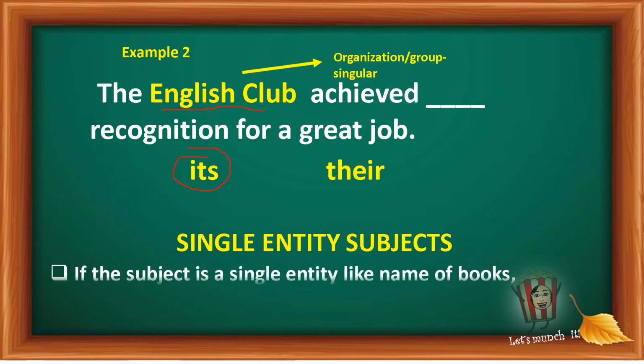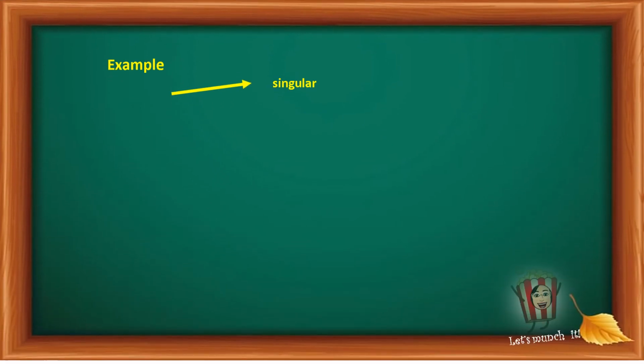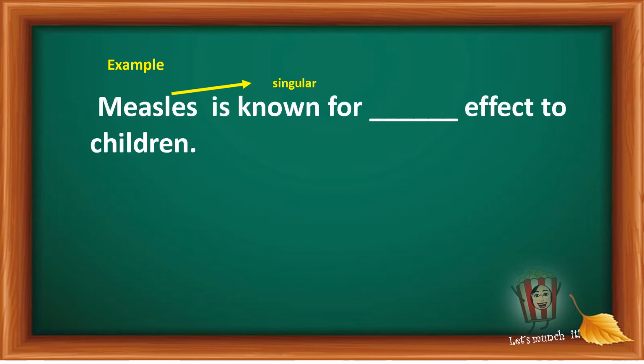Again, what's the tip? We have to use a singular referent if the subject is a single entity like name of books, organization, country, and others. There are also instances like this. Measles is known for blank effect to children. Should we use its or should we use their? Correct answer, its. Say, measles is known for its effect to children.